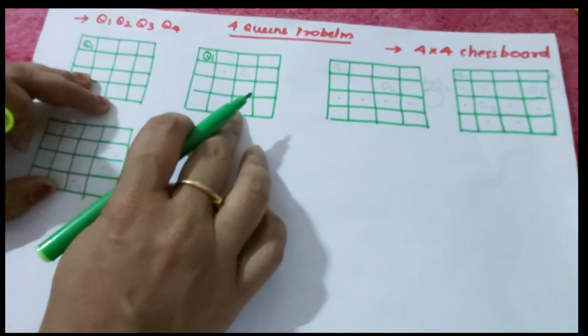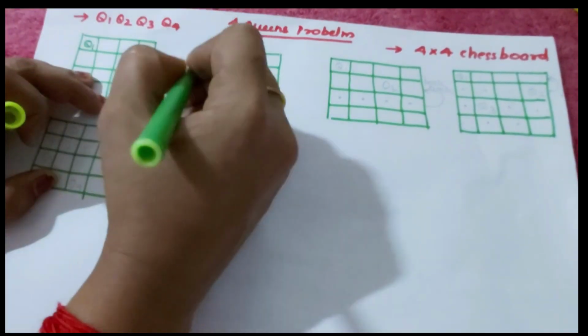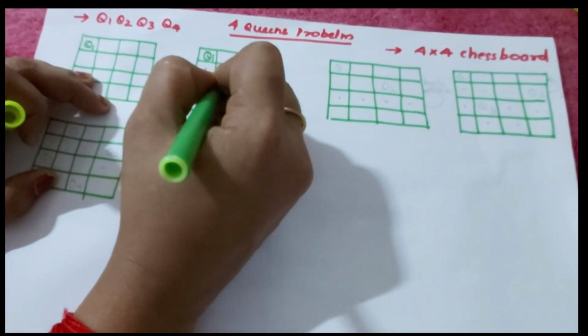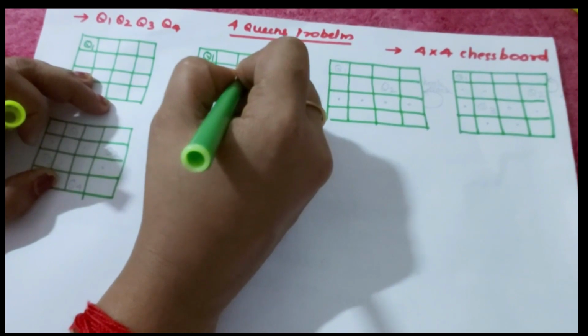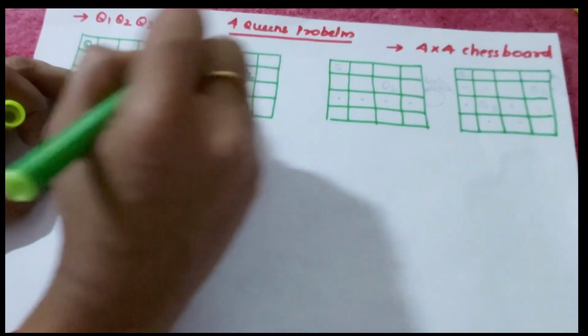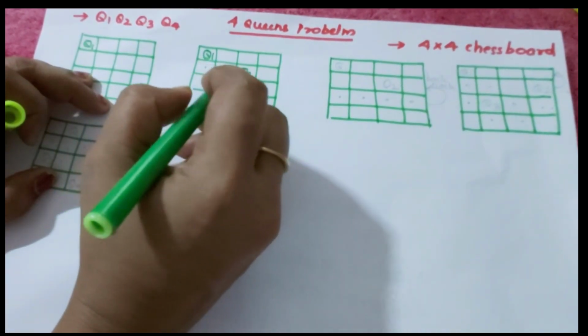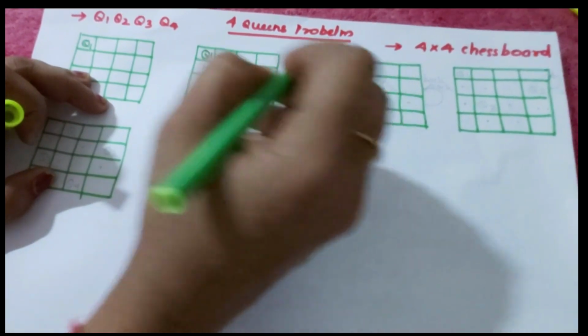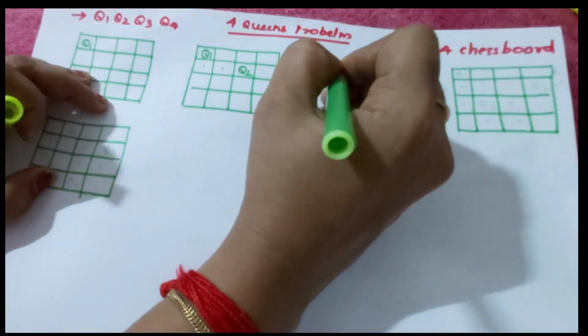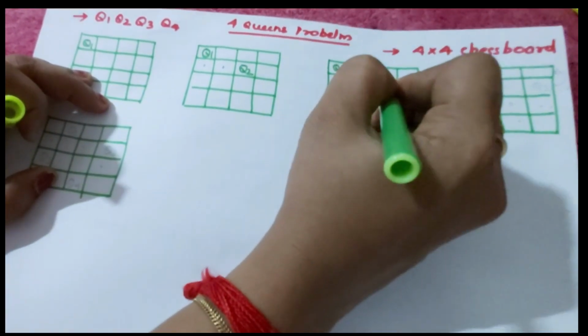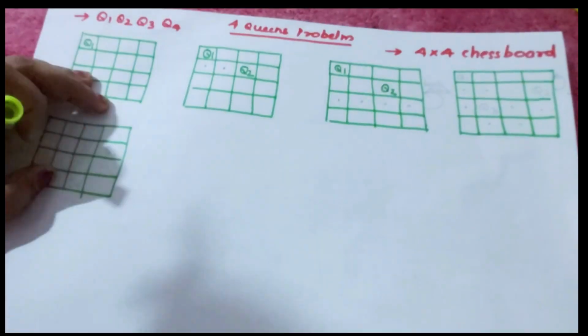Next, I'm going to place Q2. Can you place Q2 here? No. Can you place here? No. Can you place here? Yes, you can place Q2 here. Okay. Now you have to place Q3. So Q1 is placed here. Q2 is placed here.